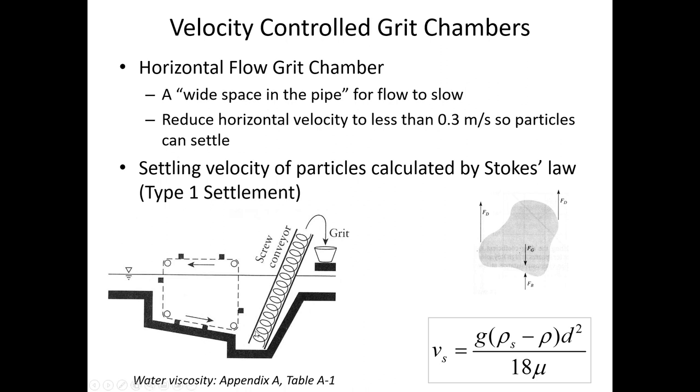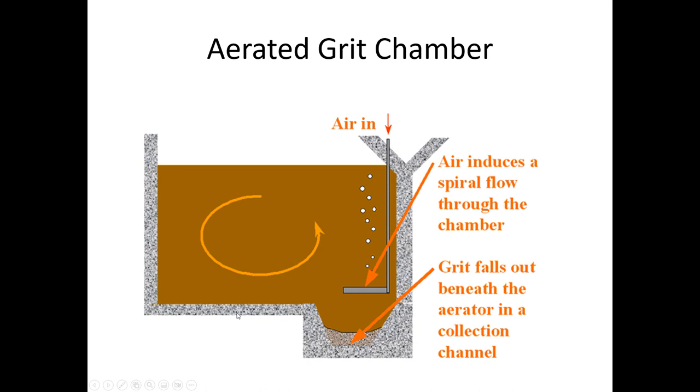Instead of having mechanical systems though, which require a little more maintenance, you can have an aerated grit chamber. And aerated grit chambers are convenient because you can see that there's no mechanical parts. There's just an air stone or some sort of a membrane underneath the water surface, which sets up a circular vortex pattern that automatically cleanses the bottom of the grit chamber.